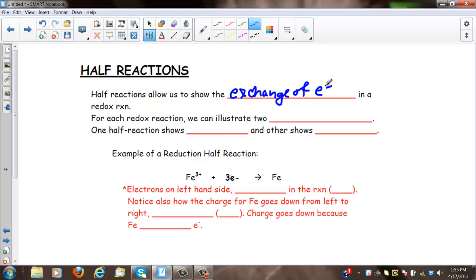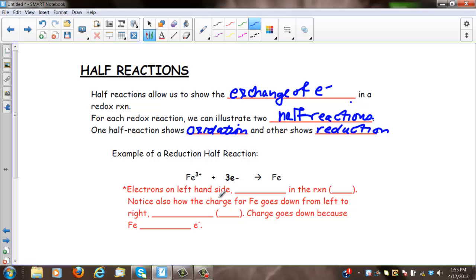And I'm going to use E- for electrons throughout the lesson. For each redox reaction, we can illustrate two half reactions. One half reaction shows us oxidation, and the other one shows us reduction. An example of a reduction half reaction.